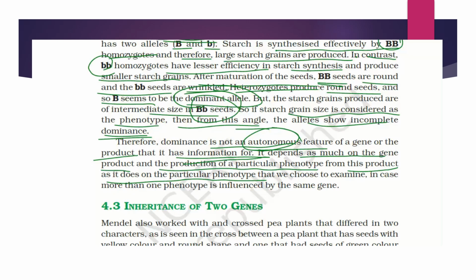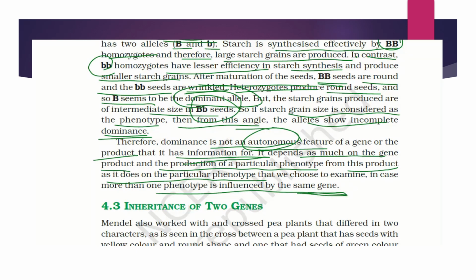Now we have seen in the ABO blood group system above that when the parents have IA and IB, both are expressed as the AB blood group in the offspring. So the production of a particular phenotype is like that. And this product does not depend on a particular phenotype that we choose to examine. In that case, more than one phenotype is influenced by the same gene.